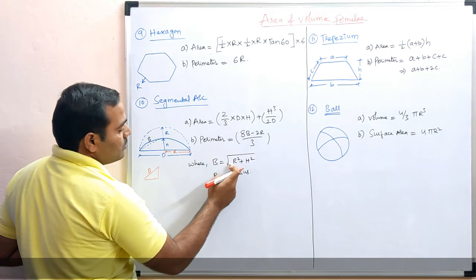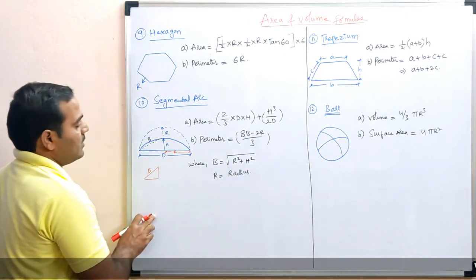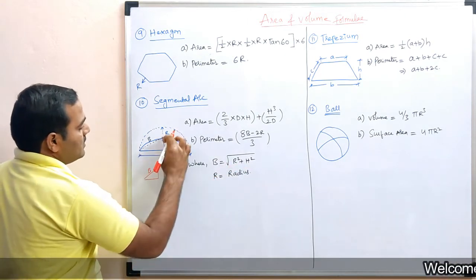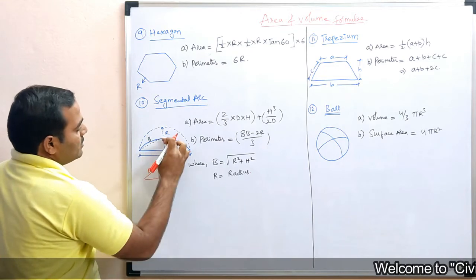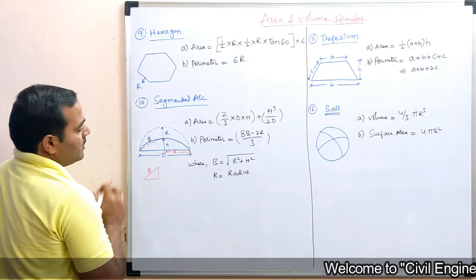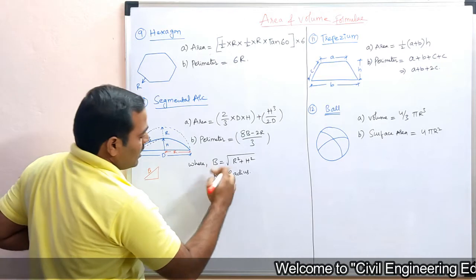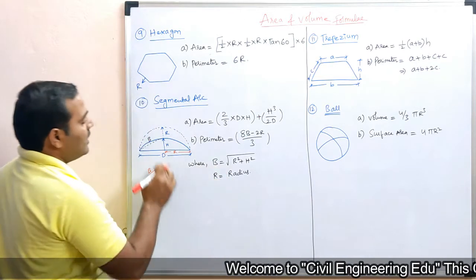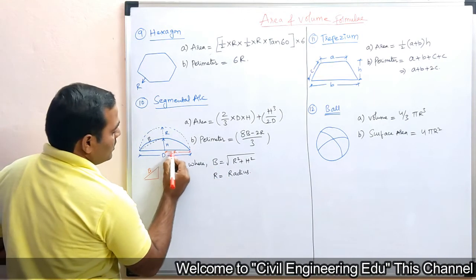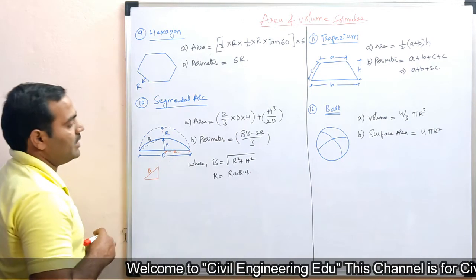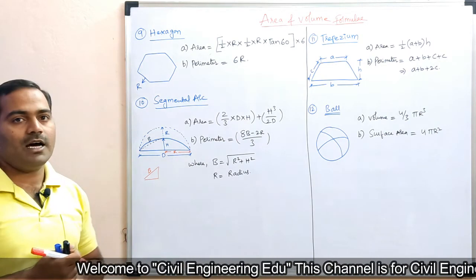b is equal to root over r square plus h square. So this is the radius, this is the height. So r square plus h square is equal to this hypotenuse value. That is nothing but b. Coming to r, what is r here? r is nothing but the radius value. This one, this is the radius. So this is the segmental arc formula.